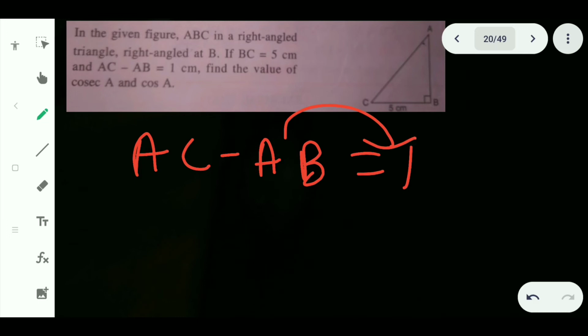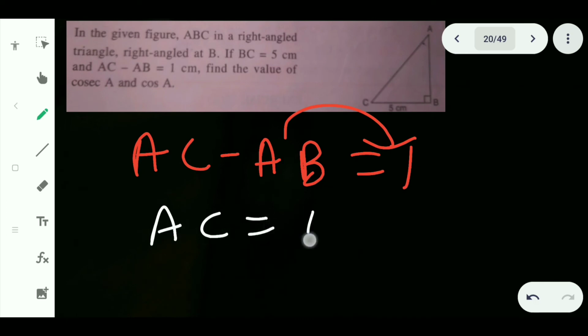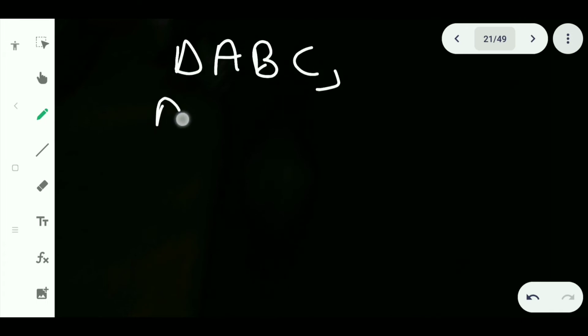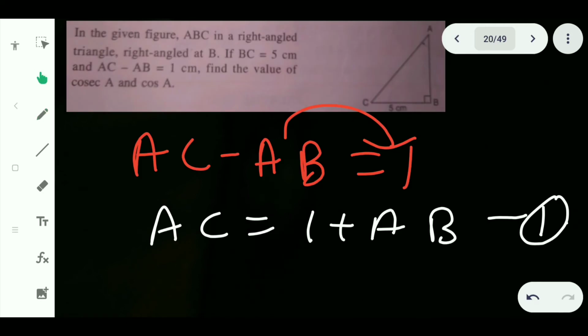Okay, to find this we have to first find the values of AB and AC. AC minus AB is equal to 1. On transposing AB onto the RHS, AC is equal to 1 plus AB. Make it the first equation. Now, a right angle triangle is there, right? Triangle ABC. Here we can apply the Pythagoras theorem. The hypotenuse square is equal to the sum of squares of the sides.